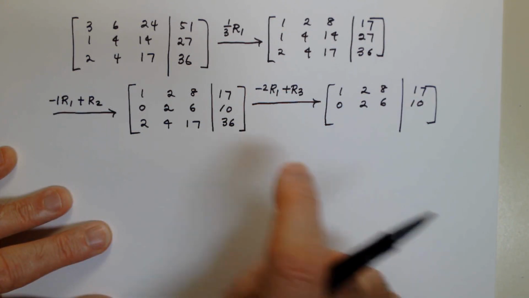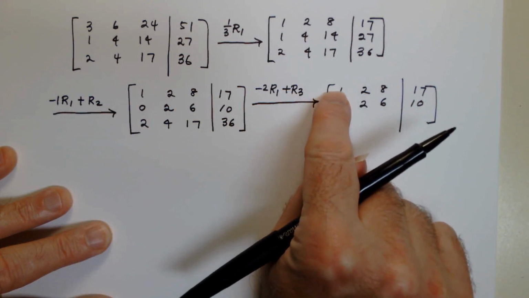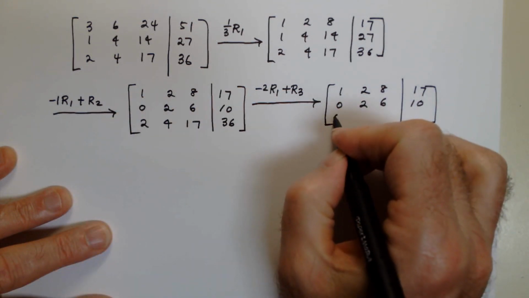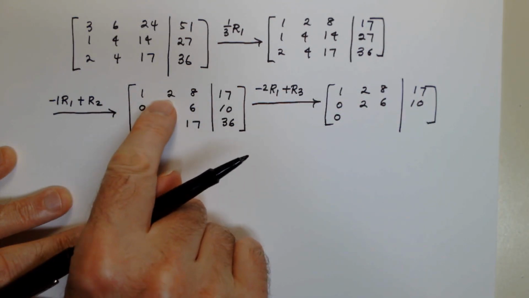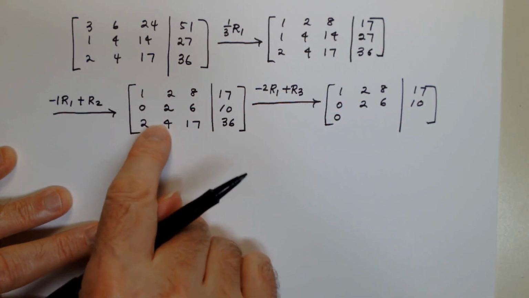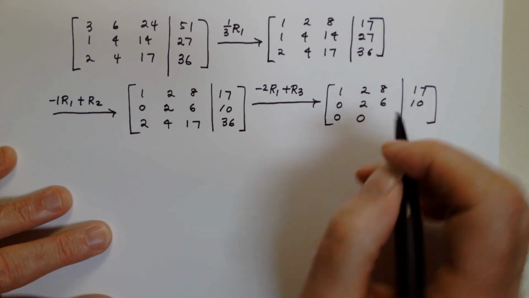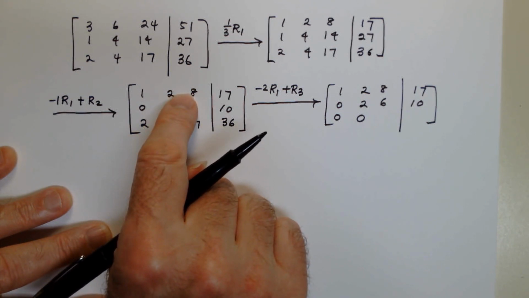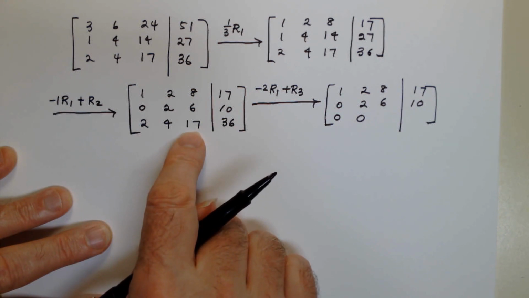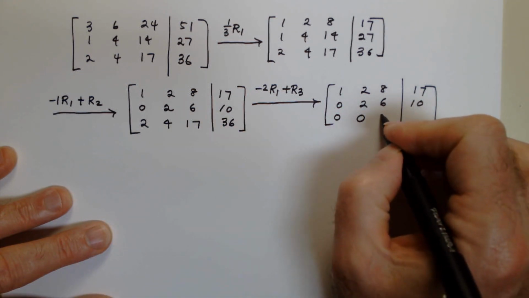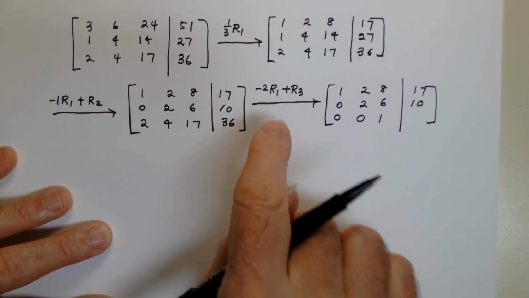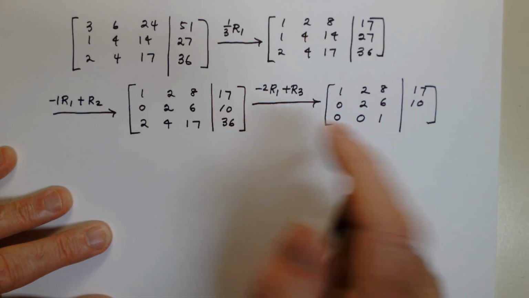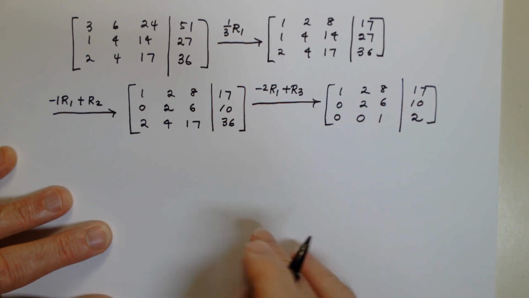So I'm going to see a minus 2 times 1 added on to the 2. So minus 2 times 1 added on to the 2 is going to give me a 0 there. That's what I wanted. Minus 2 times 2 is negative 4. Added on to 4 is going to give me a 0 here. And negative 2 times 8 is going to be a negative 16. Added on to the 17 is going to give me a 1 in this position. And then negative 2 times 17 is a negative 34. Added on to 36 is going to give me a 2 in this position.